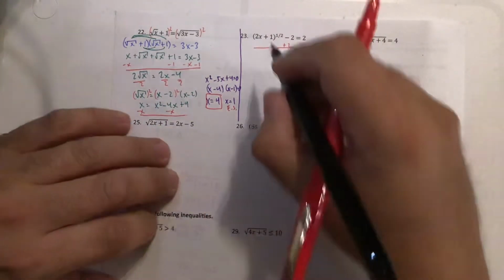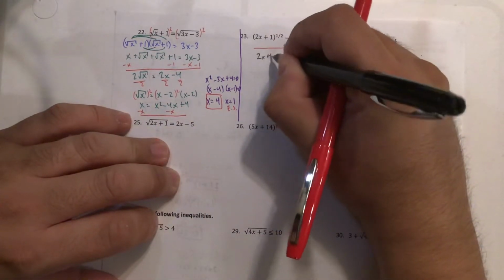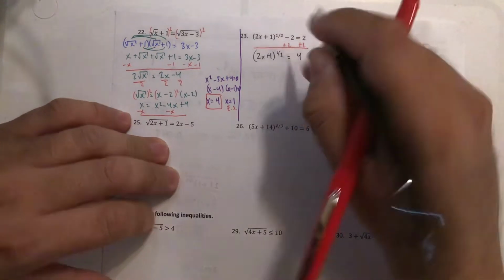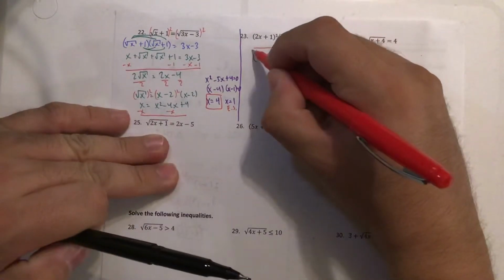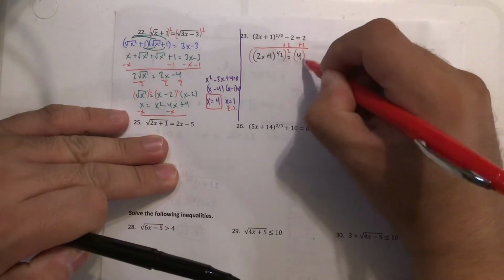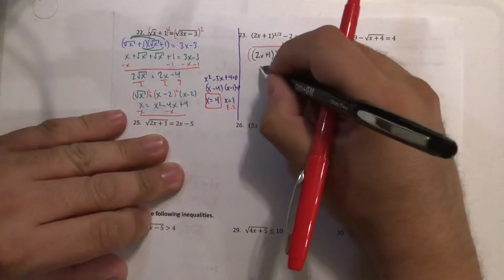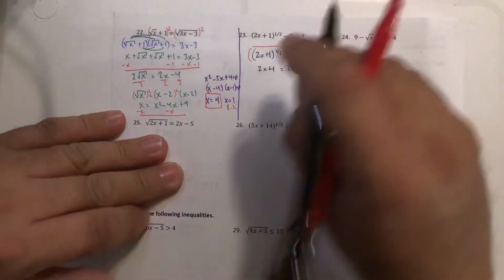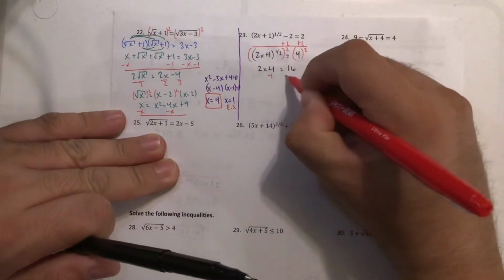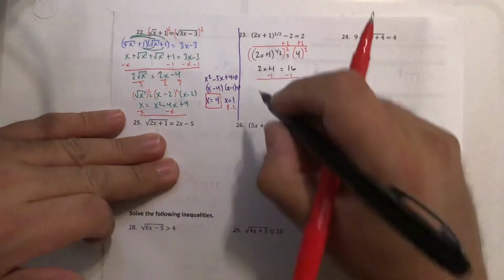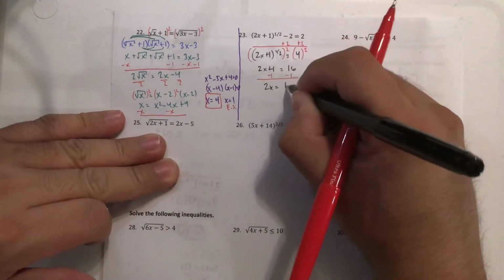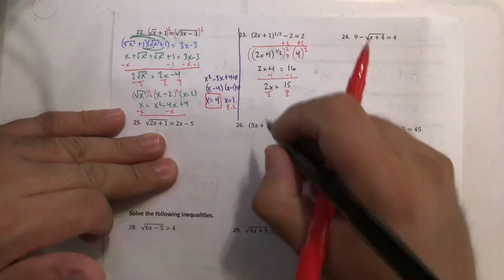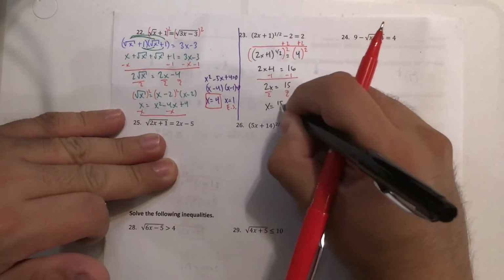So we have 2x plus 1 raised to the 1/2 power is equal to 2 plus 2, which is 4. To get rid of the 1/2 power, we're going to square both sides, which is raising it to the reciprocal. So 2x plus 1 is equal to 4 squared, which is 16. Let's go ahead and subtract the 1 to the other side. 2x is equal to 15. Last, we'll divide by 2, and x equals 15 halves.